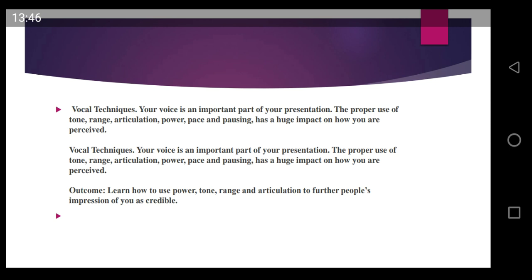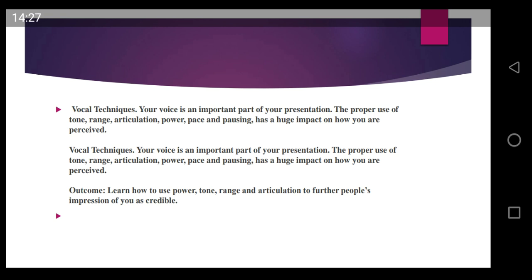Now, the use of tone, range, and articulation power has a huge impact on how you are perceived. Yes. Some people, friends, once they start talking, continuously speak. Nowadays, because we are doing videos, we don't have good interaction with the students and the faculty. I am creating a mindset that my students are sitting in front of me only, okay. Then only I can speak. Otherwise, what happens? Continuous speaking. If I am continuously speaking, you're not able to understand.